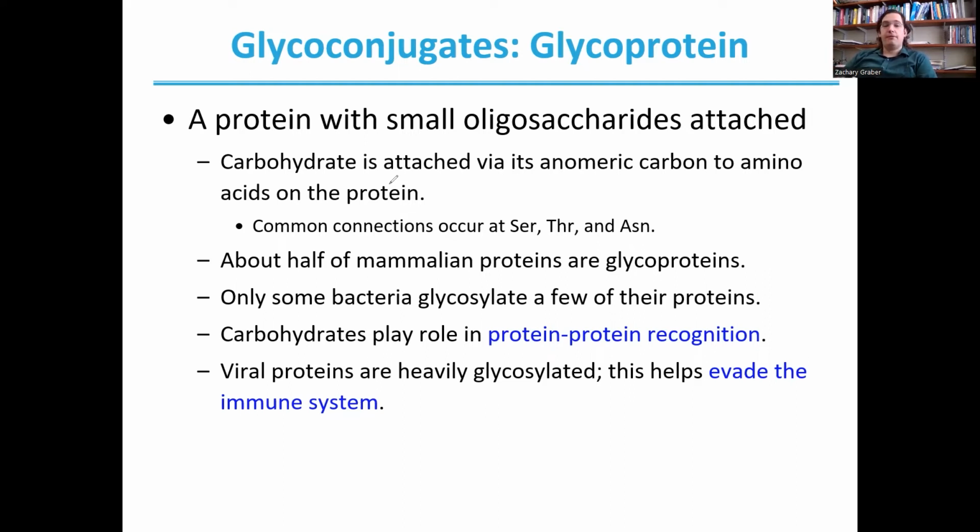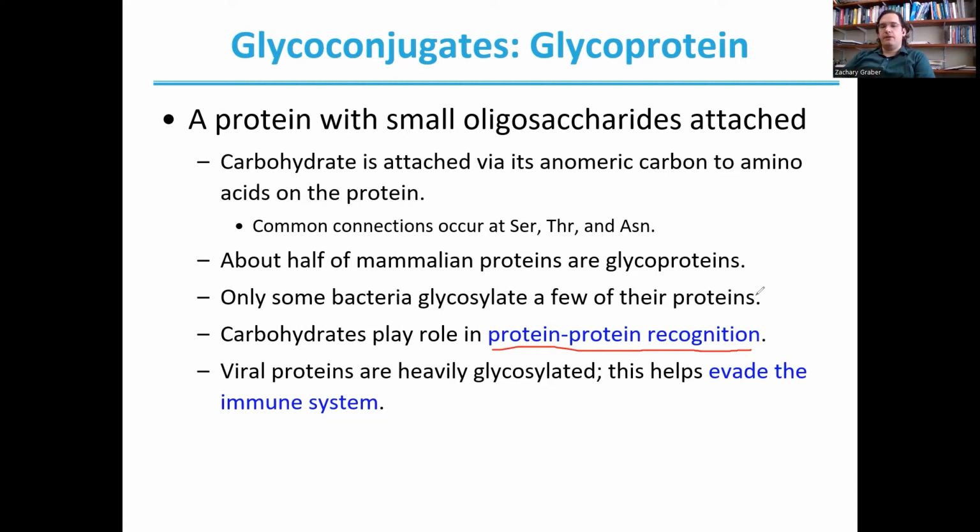So we see about half of mammalian proteins are actually glycoproteins, again with those sugar polymers attached in either O-linked or N-linked configurations. They'll play a key role in protein-protein recognition, right? So as we saw with heparin, those carbohydrates are very useful for interacting between different proteins and helping to bring those together. So that will also be a key role here with our glycoproteins as well.